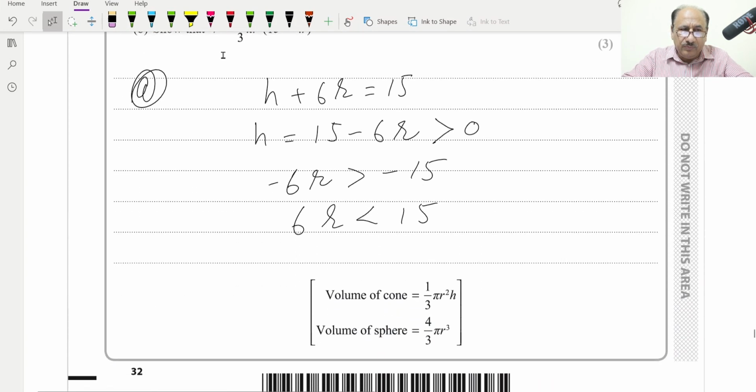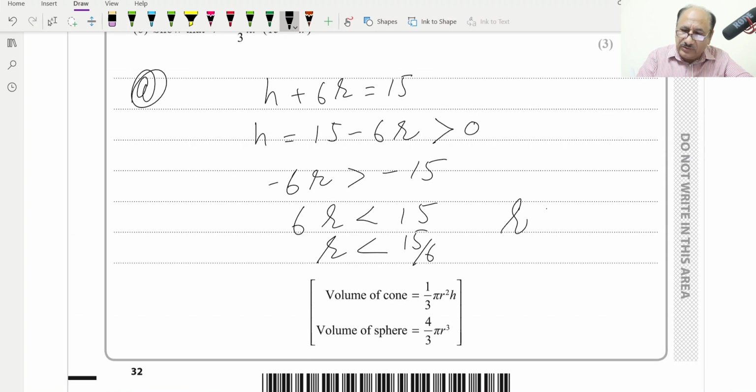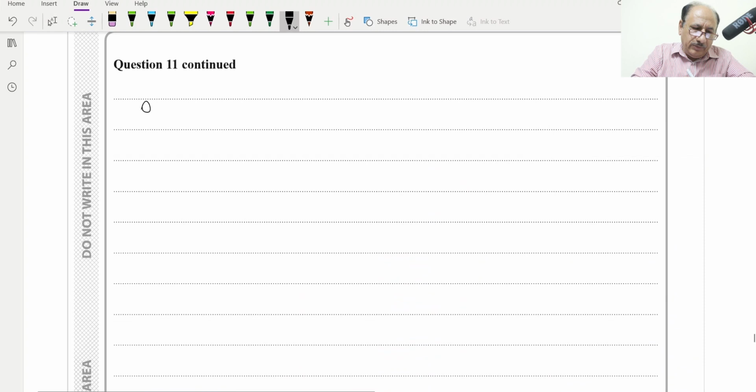Then we will be shifting the 6 also to the other side. So r is less than 15 over 6, and 15 divided by 6 is 2.5. So the condition is r is less than 2.5.